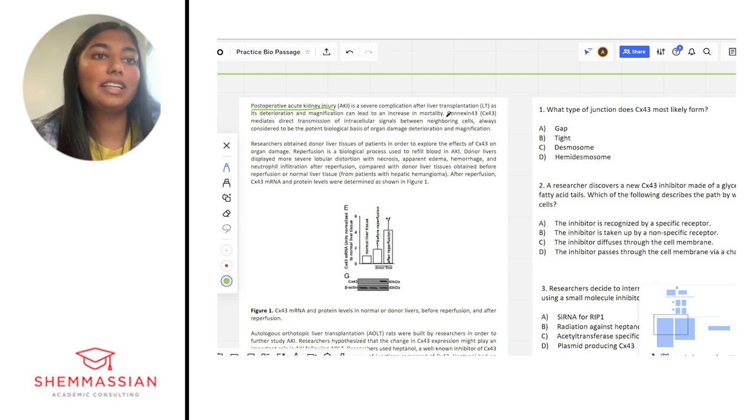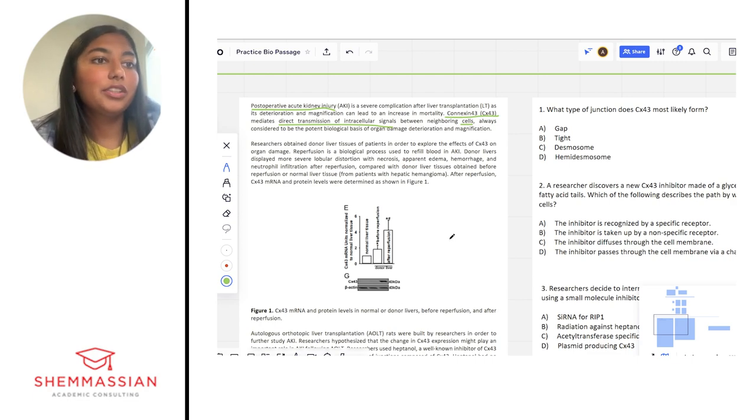So here we're now seeing connexin 43, and that mediates direct transmission of signals between cells. So these are kind of some main big picture concepts that we might want to pay attention to. We're not sure how in depth we need to know about these until we get to the questions.